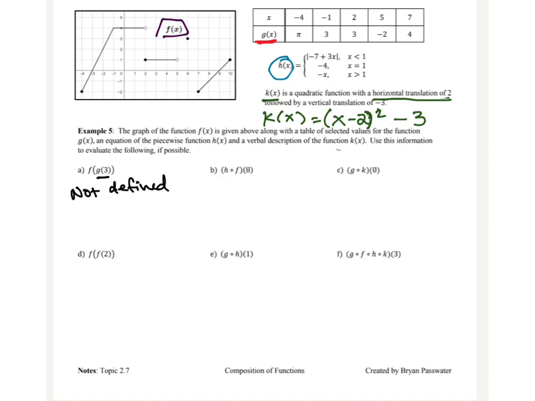I hate that. How would we rewrite it? H of f of 8. So where am I going first? Find f of 8. So we go to this picture. F of 8. So that means I'm going across to 8 and down to find my output. Input 8, output -1. So now we're looking for h of -1.